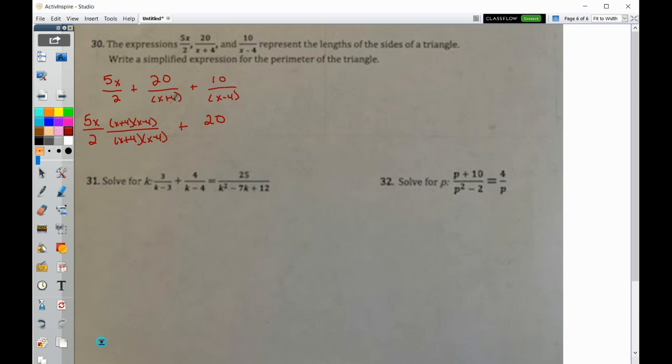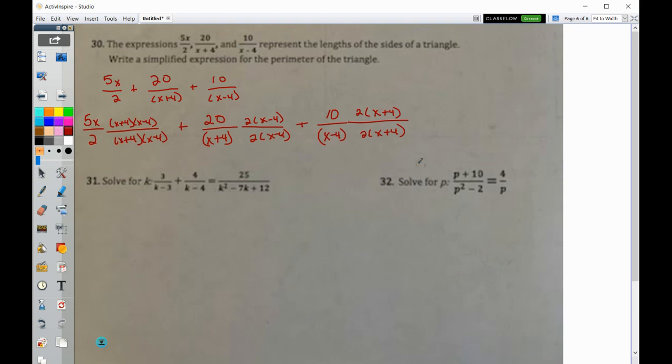This one here has the x plus 4, but it's missing the 2 and the x minus 4. So this one, we're going to have to multiply by 2 times (x minus 4) over 2 times (x minus 4). And this last one here, plus 10 over (x minus 4). This one is missing the x plus 4 and the 2. So I need to multiply this one by 2 times (x plus 4) over 2 times (x plus 4). Once again, like I said, you wouldn't want to write all of this out, but it's good to see it at least once to know what it is you're actually trying to do.